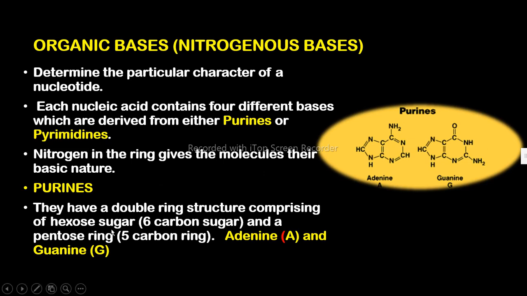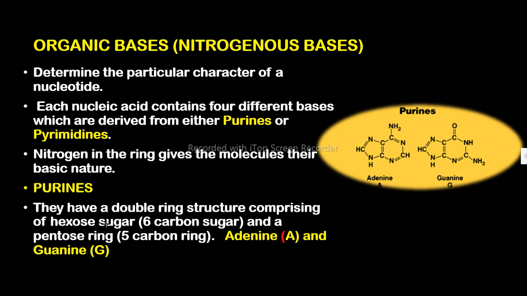In fact, it's a hexose ring, not sugar. This is supposed to be a ring, okay? It is a hexose ring, and then another ring. So it is a ring made up of 6, and then another ring that is made up of 5 sides. So it is a pentameric ring. Oh, my pen is misbehaving. And they are of 2 types. Base adenine and base guanine.